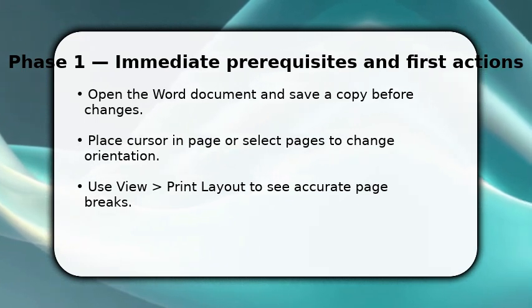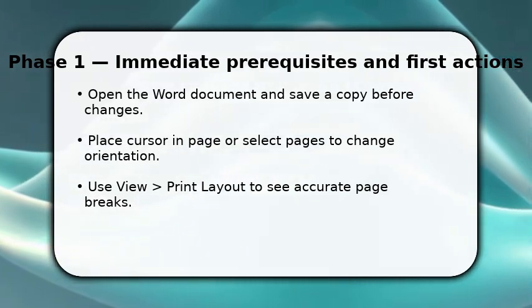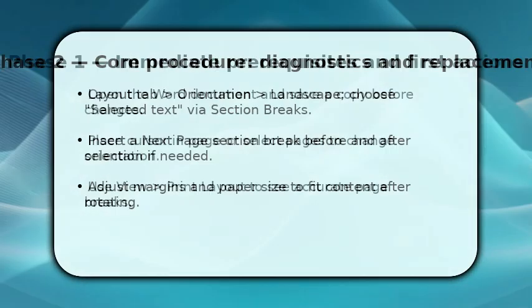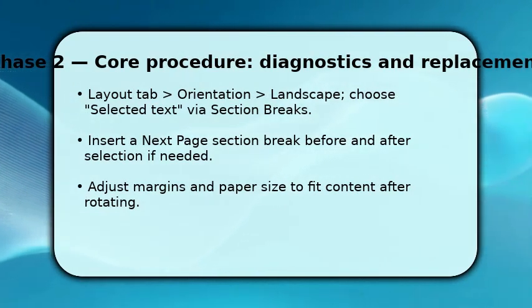Once you've selected the target area, go to the Layout or Page Layout tab. The next step changes margins and orientation for only what you chose. You now change orientation. On the Layout tab, pick Orientation, then Landscape.